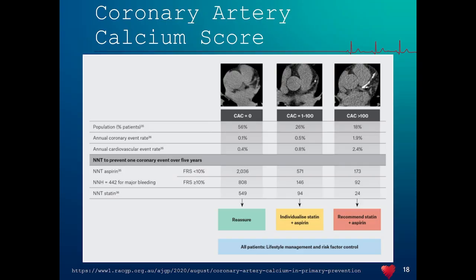I put this slide up to demonstrate the importance of aspirin and statins in patients who have coronary artery calcification at an early stage. The area where I think we should focus is the bottom half, which shows the number needed to treat. We can see that with a calcium score of more than 100, the number needed to treat to reduce one coronary event over 5 years with aspirin is 173, and with statin is 24. It's quite a remarkable number, actually.